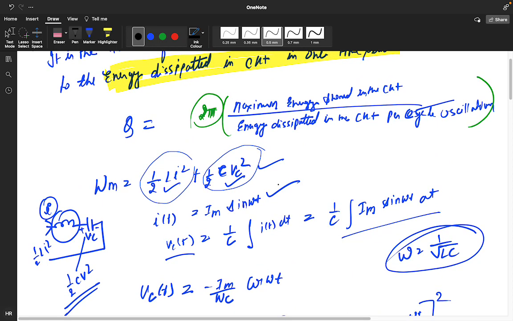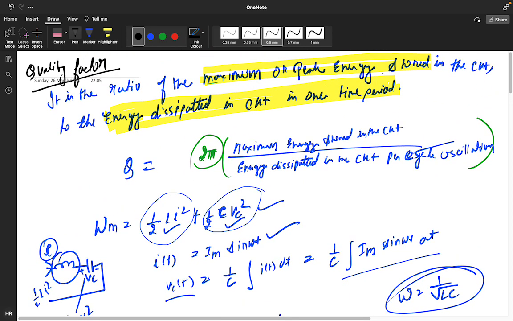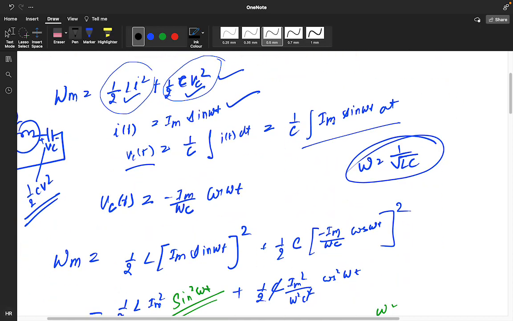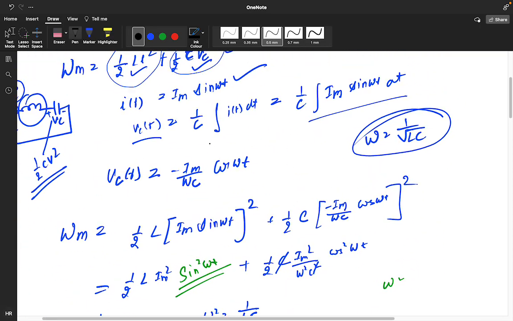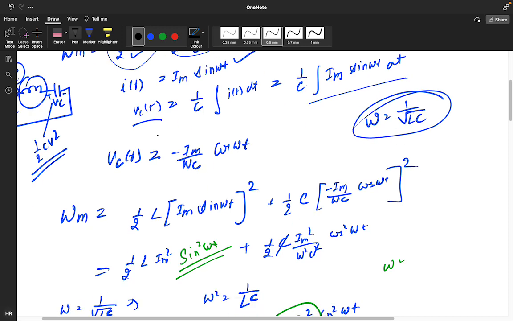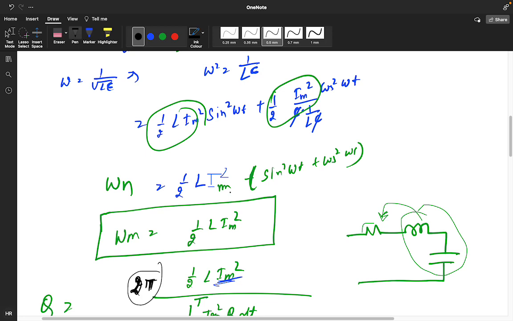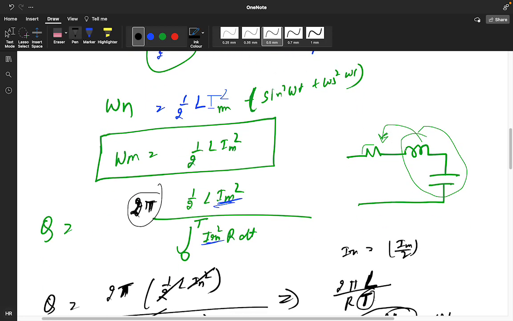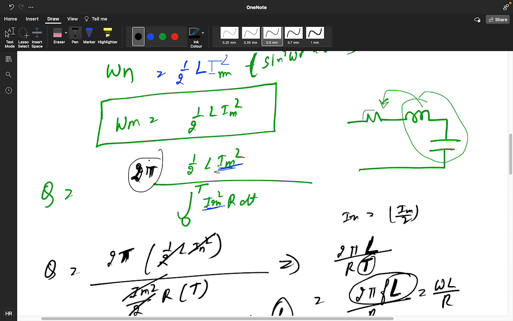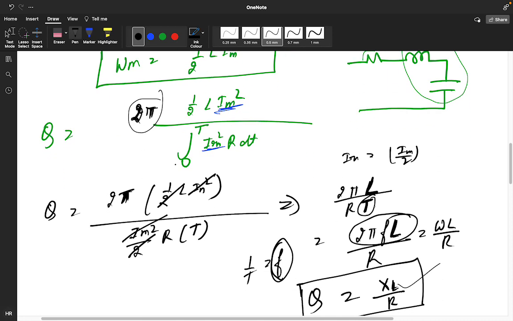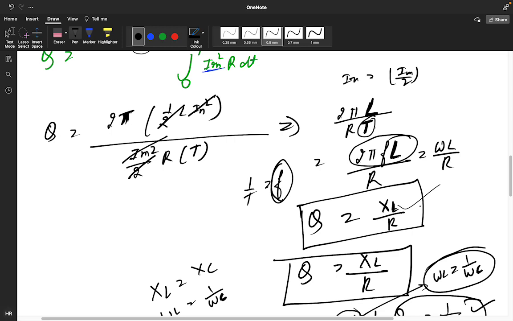What is the actual meaning of a quality factor? Maximum or peak energy stored in a circuit divided by energy dissipated in a circuit in one time period. So maximum energy will be stored where? Inductor and capacitor. Put everything in and derive it, so you will get half L I square, half L Im square, and the energy will be dissipated across the resistor. So the formula is integral of I R square dt, 0 to T, divided by the time period. After the derivations we are getting quality factor is XL by R.